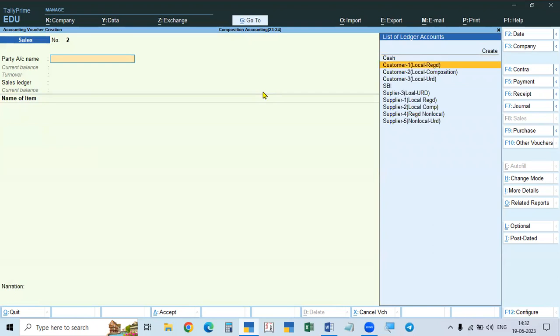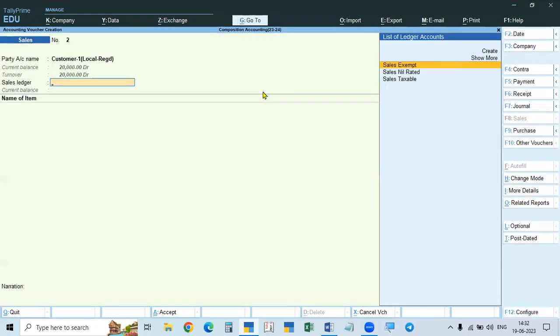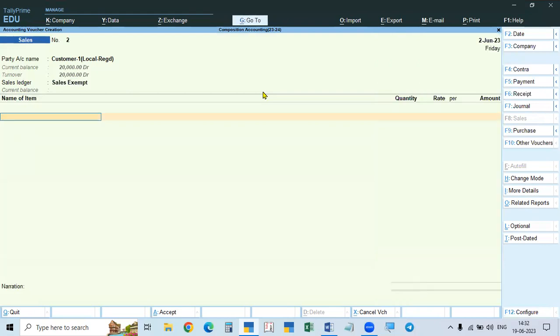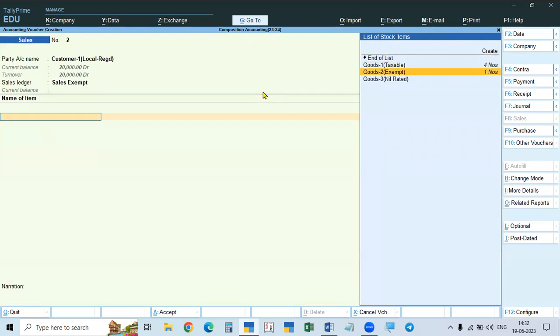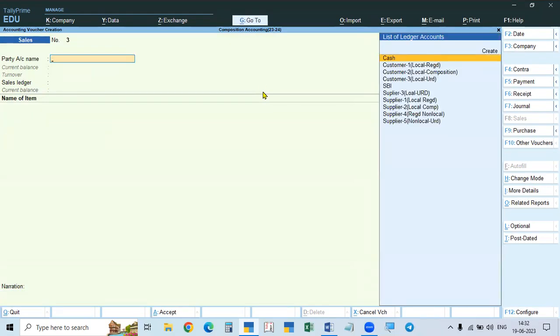Now we will take up the same registered dealer again. Even though he is a registered dealer, now you are taking exempt goods. Exempt sales means the goods are also exempt. If you take exempt goods, for example, 15,000 rupees, for this also there is no tax at all. No tax can be calculated.